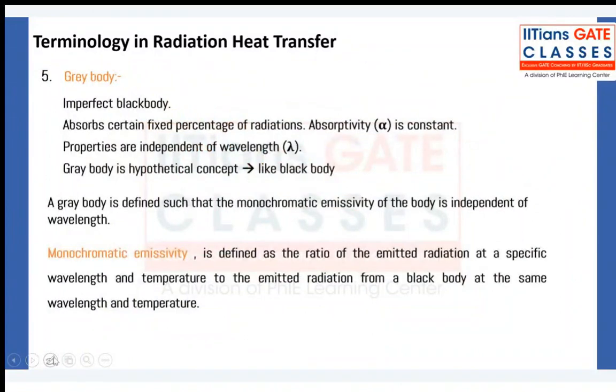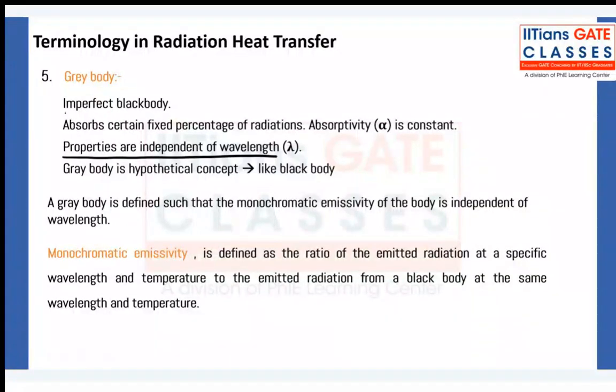Now as I said, black body radiation is independent of temperature and wavelength. For a gray body, its emissions, its radiations are independent of wavelength only. Properties are independent of wavelength.